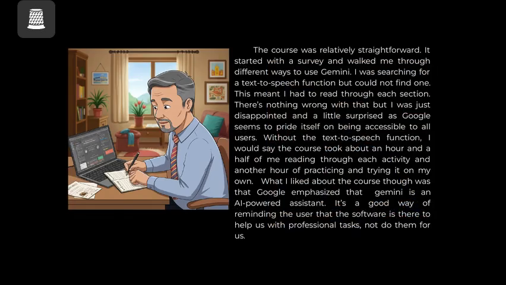The course was relatively straightforward. It started with a survey and walked me through different ways to use Gemini. I was searching for a text to speech function, but could not find one. This meant I had to read through each section. There's nothing wrong with that, but I was just disappointed and a little surprised, as Google seems to pride itself on being accessible to all users. Without the text to speech function, I would say the course took about an hour and a half of me reading through each activity and another hour of practicing and trying it out on my own.